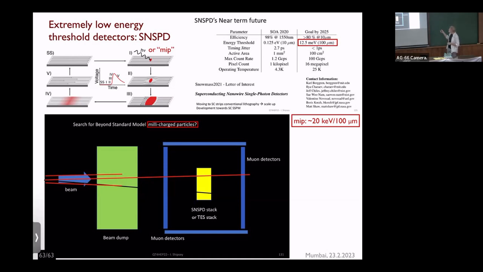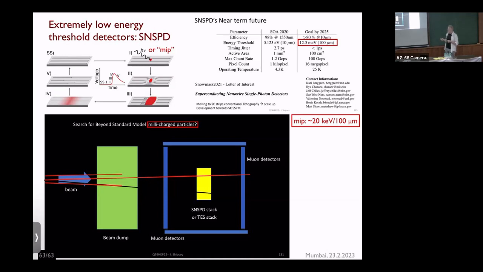Now, that value, 12 millielectron volts for 100 micron, has to be compared to what a minimum ionizing particle deposits inside a normal detector, which is 20 kilo electron volts per 100 micron. This is a factor of 1 million more sensitivity, which means that if you have an apparatus that is this sensitive, you will definitely see every minimum ionizing particle, but you should also be able to see particles that deposit less than the minimum ionization signal that a MIP will deposit.